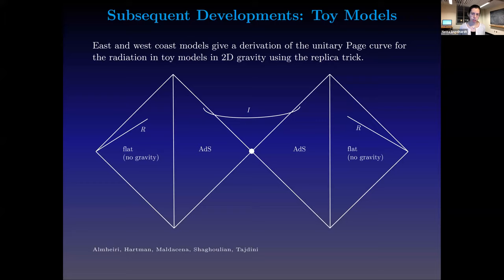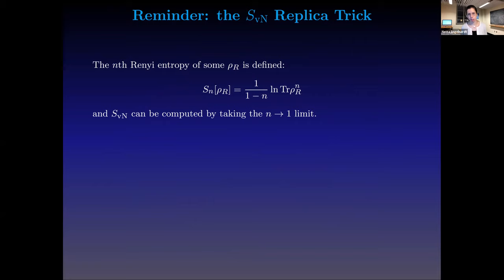So let me review that, because replica tricks will be essential for the rest of this talk. The nth Rényi entropy of some rho_R, where rho_R is some state. Here I'm not talking about gravity at all. This is just standard quantum field theory. Here we can define the Rényi entropy of rho_R as 1 over 1 minus n log trace rho_R to the n. And we can compute the von Neumann entropy by taking the n goes to 1 limit of this formula.